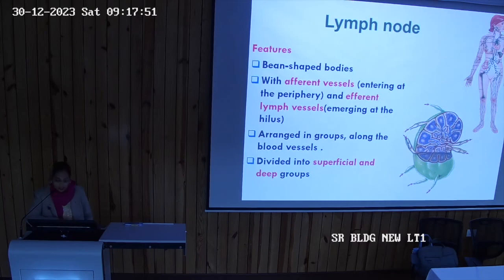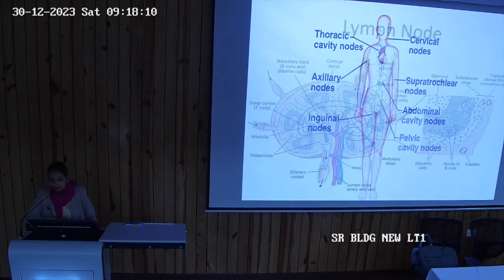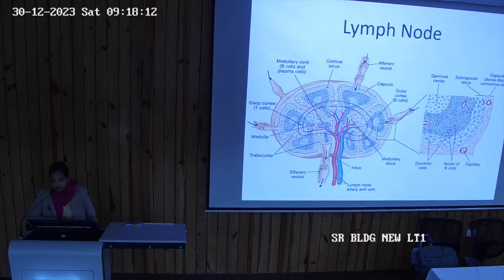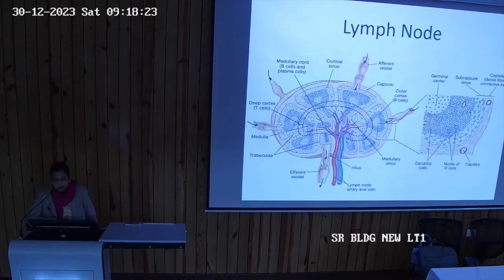So it is a bean shaped organ with afferent vessels entering at the periphery and efferent lymph vessels emerging at the hilus, arranged in groups along the blood vessels, divided into superficial and deep groups. So these are the different types of lymph nodes present at different locations. So our concern is to know about what? Microanatomy of lymph node. अगर हमें lymph node की स्लाइड मिलती है तो हम उसको कैसे पहचानेंगे, ठीक है?